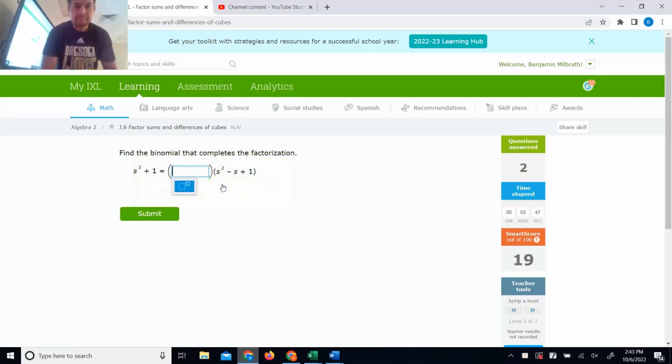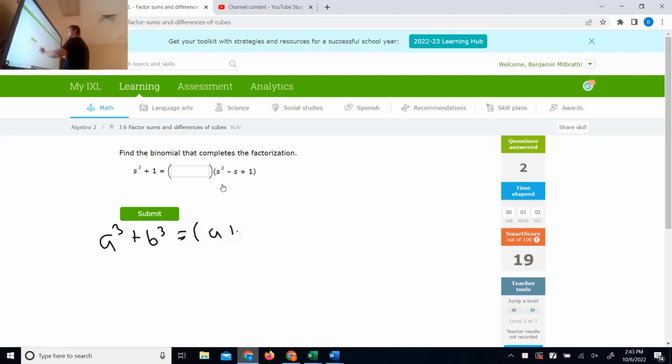Apparently I got it. This is s cubed plus 1. So the pattern here that I'm going to use is called a cubed plus b cubed. A cubed plus b cubed factors as a plus b times a squared minus ab plus b squared. And they want the first two terms.